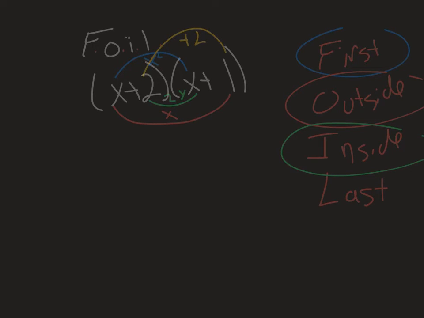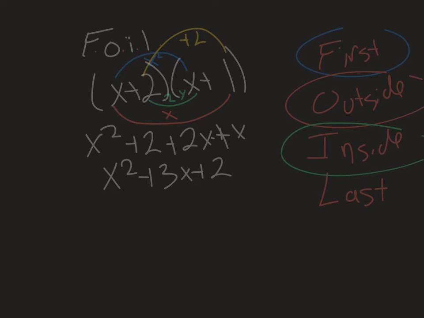So that would result in x squared plus 2 plus 2x plus x, which, if you remember from the last example, I get x squared plus 3x plus 2, which is the same thing we had before.